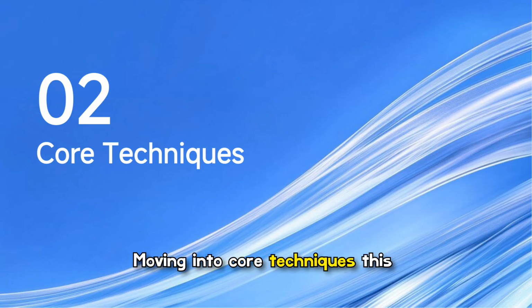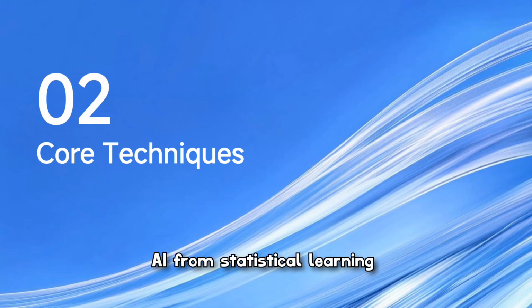Moving into core techniques, this section explains the main approaches that power modern AI, from statistical learning methods to neural architectures and reinforcement strategies. Understanding these techniques helps make sense of why some systems work well for images, others for language, and how engineers choose the right tool for a given problem.